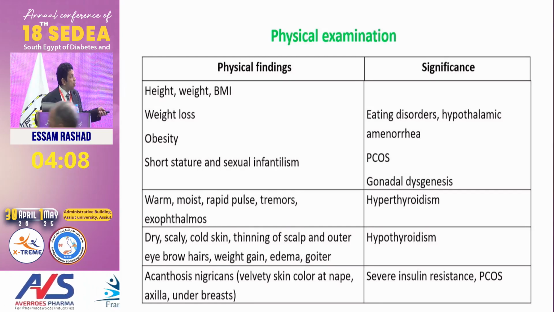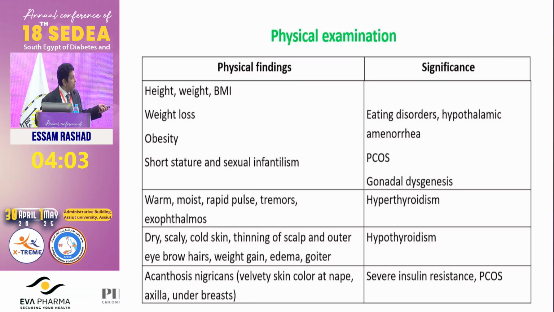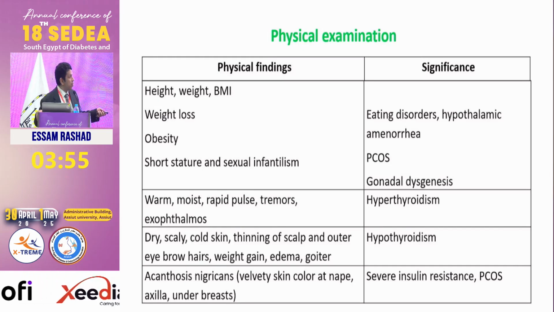Then look at manifestations of hypo and hyperthyroidism, and they are the experts on that. If they have warm, moist skin, rapid pulse, tremors, exophthalmos, this is hyperthyroidism. Dry, scaly skin, cold, thinning of scalp, hair, and eyebrows, this is hypothyroidism. Thyroid abnormalities can result in amenorrhea.